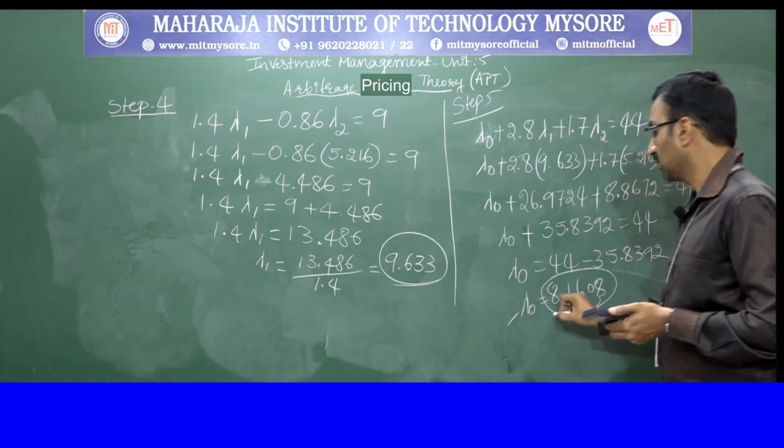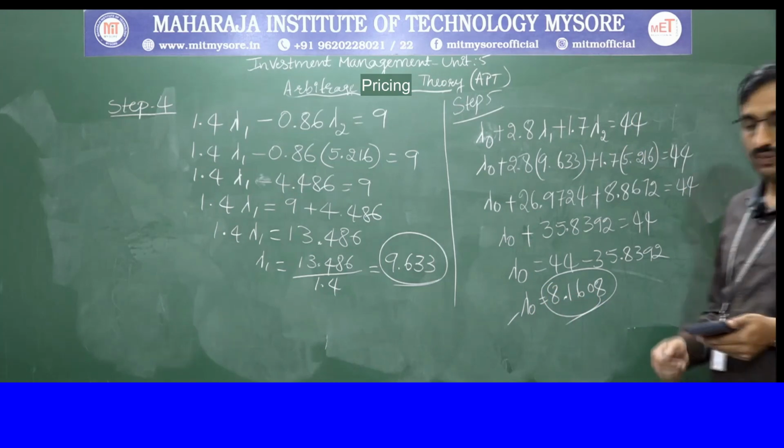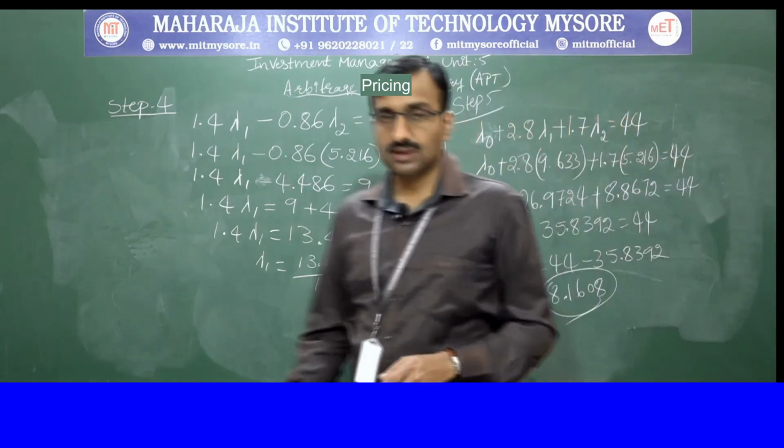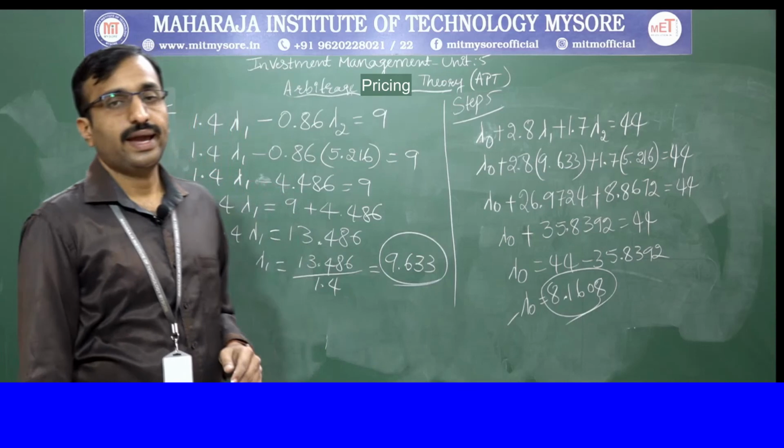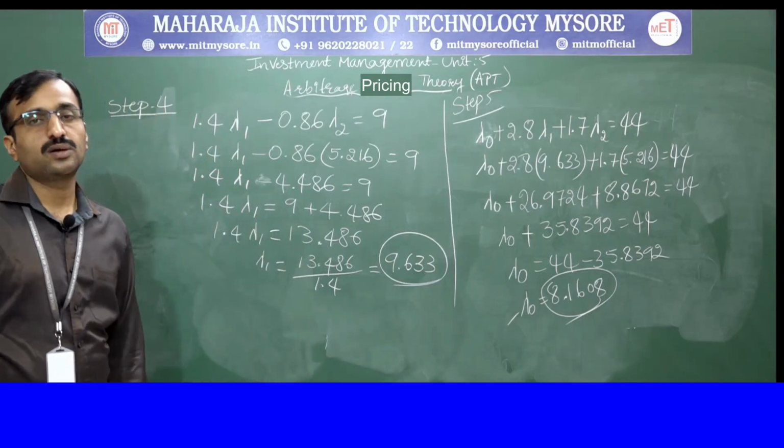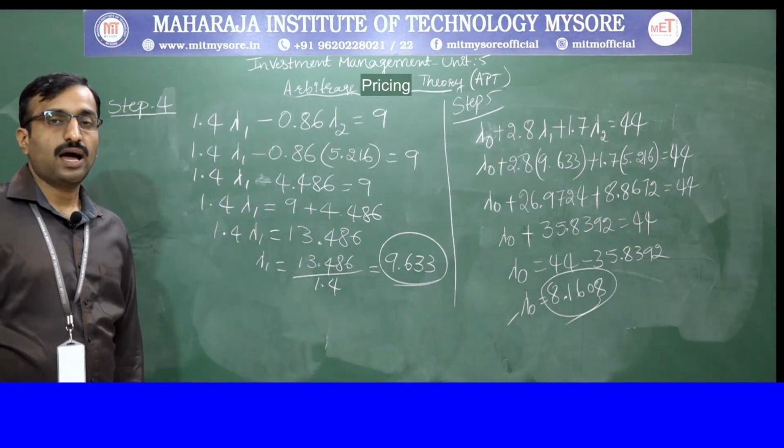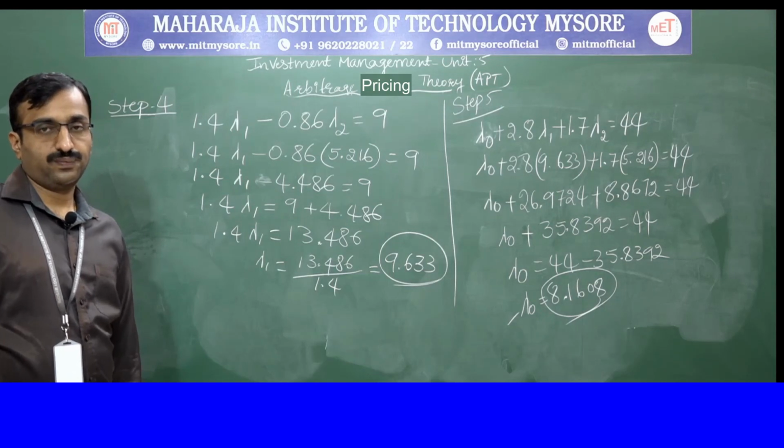So we will get this value. Okay, this is how we are solving the problem on APT. This is all about problems on arbitrage pricing theory.